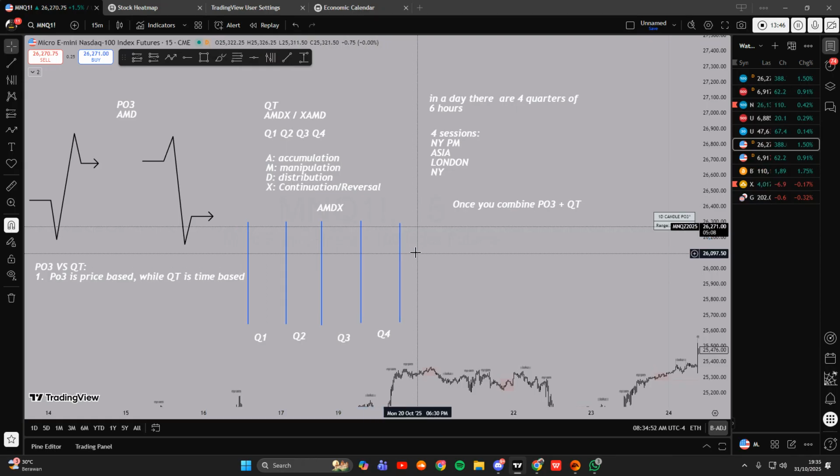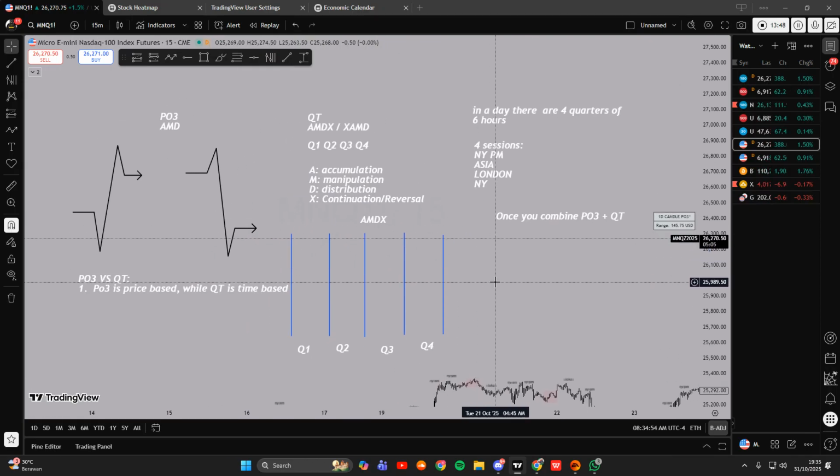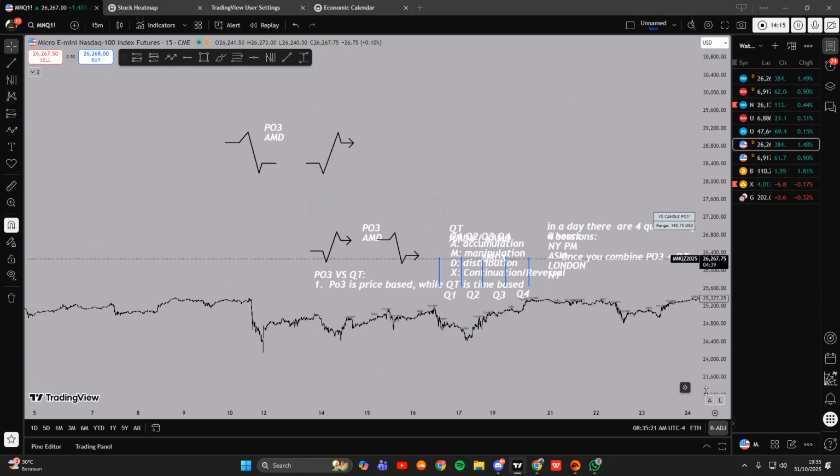I don't know if I'm going to drop these settings or a tutorial on how to use it, but I'll probably make another video. If you're still confused on this, because I might make another video about quarterly theory, I'll probably show you some live examples or on-chart examples. So yeah, that's pretty much what quarterly theory is.